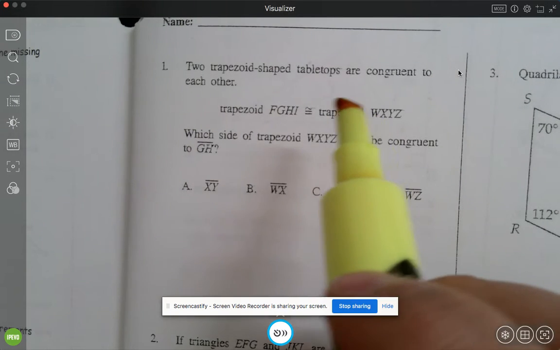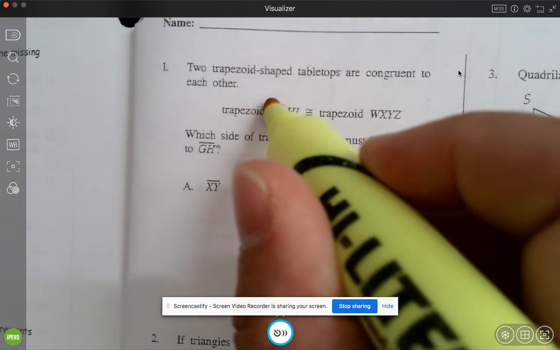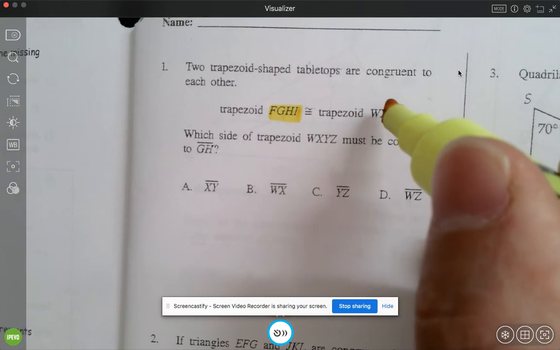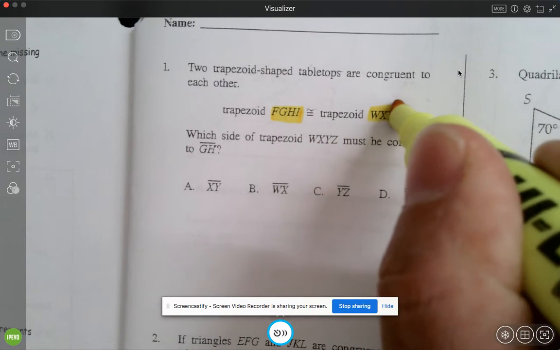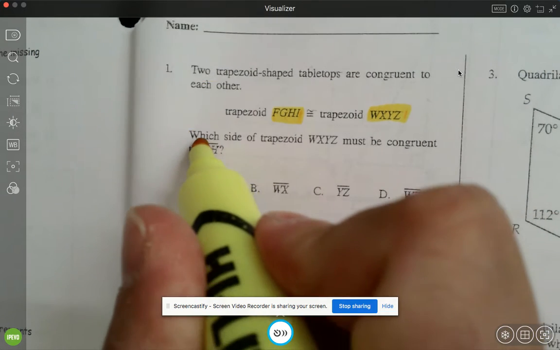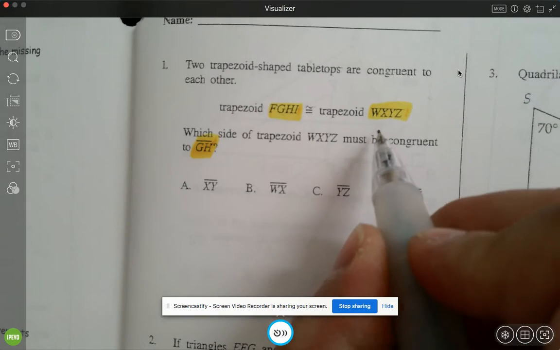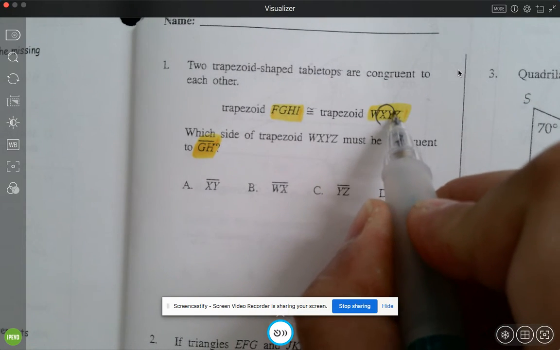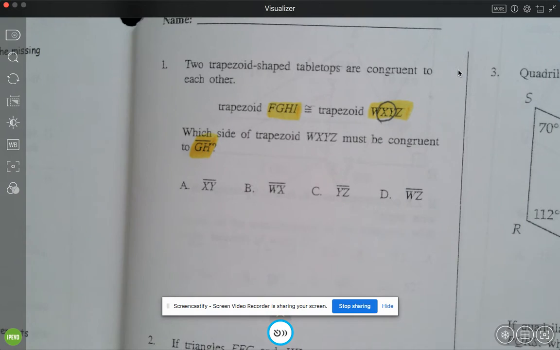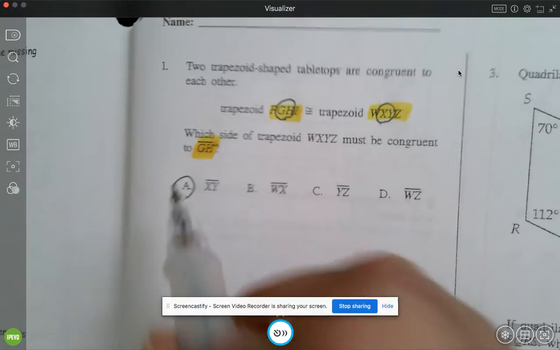So trapezoids in the shape of a tabletop are congruent to each other. So you have FGHI is congruent to WXYZ. Which of the following trapezoid WXYZ must be congruent to GH? So pay attention to where GH is and plug in your answer. Okay, hopefully you said XY because that's right in the middle, just like GH is. So the answer to this was A.